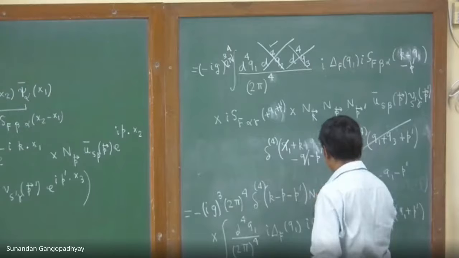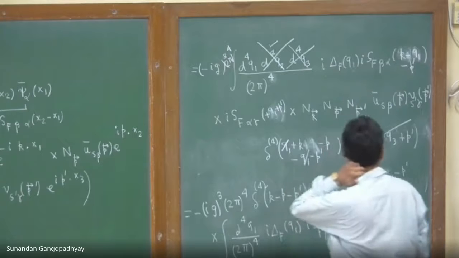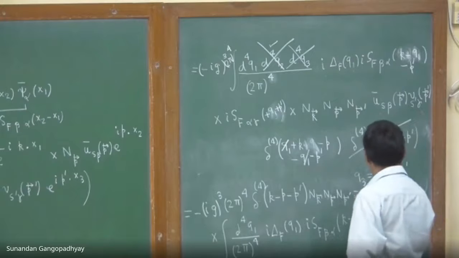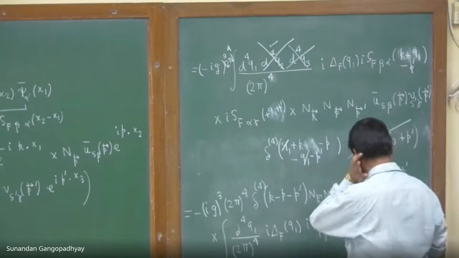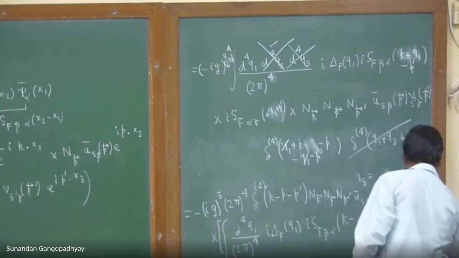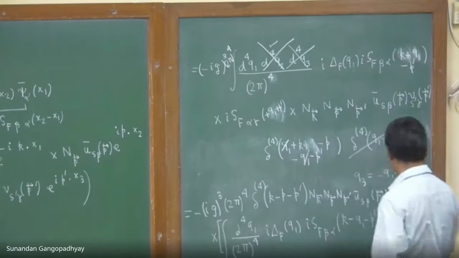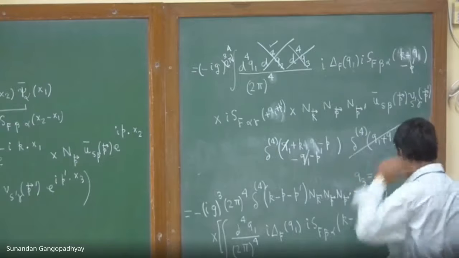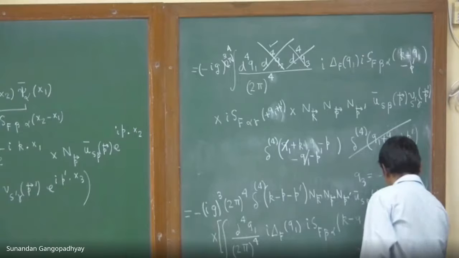Nk you can put outside. Nk, Np, Np prime, everything goes outside. This factor and this factor also go outside. So we have u bar S beta P. So let me write it in a nice way. I'm writing u bar S beta alpha, and this one is S F alpha gamma. And then we have S prime gamma.